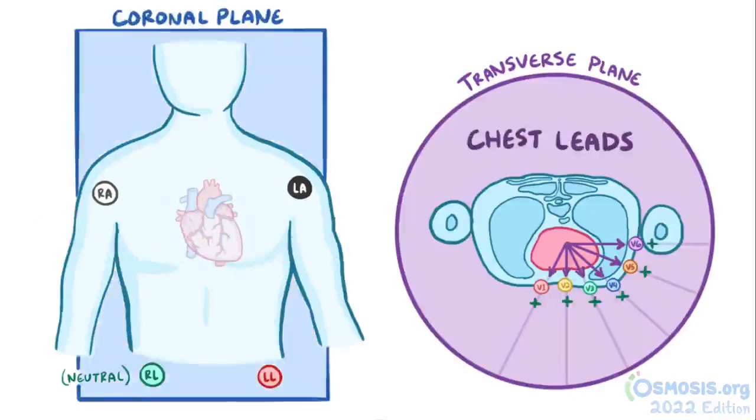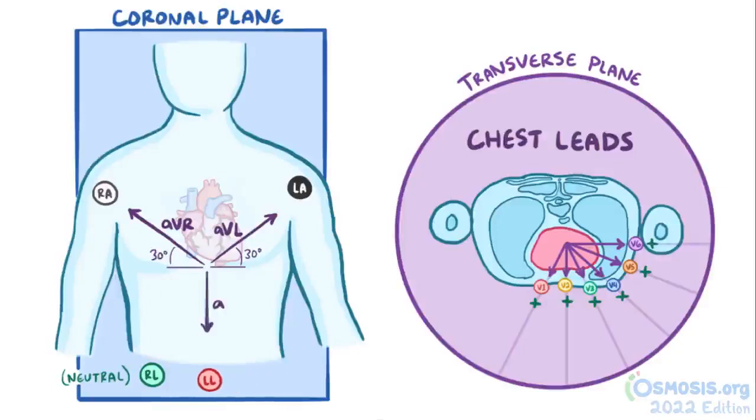Meanwhile, in the coronal plane, the non-neutral leads are called augmented vector right, or AVR, on the right arm, and augmented vector left, or AVL, on the left arm, both of which are represented as vectors that are 30 degrees up from the horizontal line.